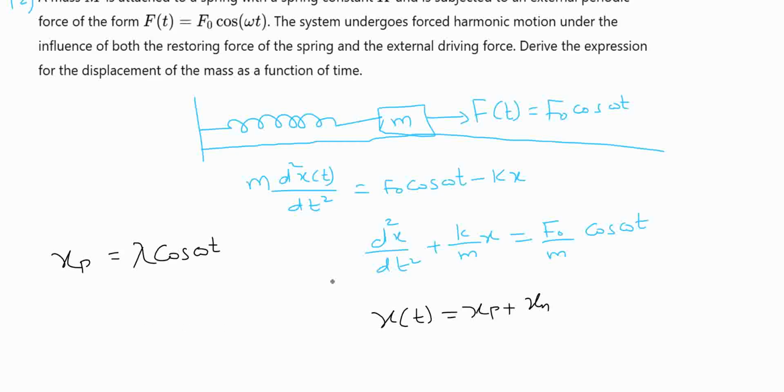Firstly, twice differentiation. That will give me minus lambda omega square cos omega t. When I do twice, plus k by m times lambda cos omega t. This will be equal to f naught by m cos omega t.